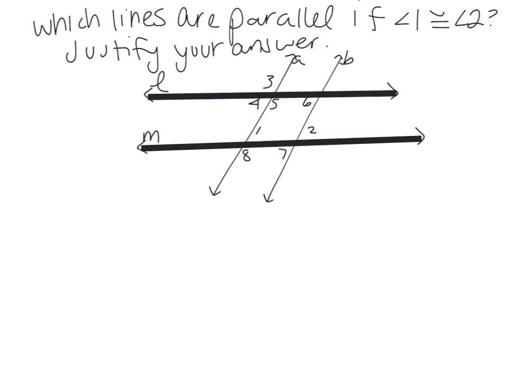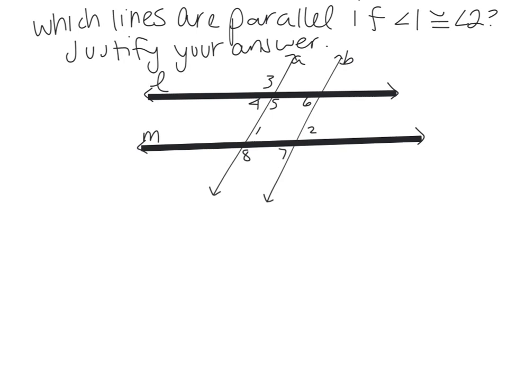Take a look at the picture. They told us something about angle 1 and angle 2. So the first thing is to figure out what three lines we're dealing with. Angles 1 and 2 are using lines A and B, and then line M. So line M is the transversal. A and B would be the two lines that are parallel if we have enough information.